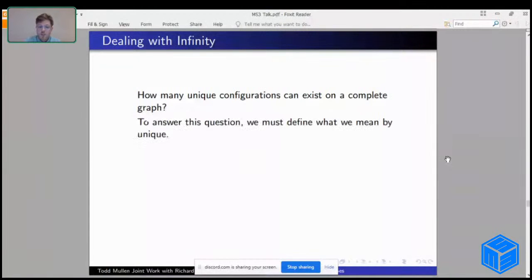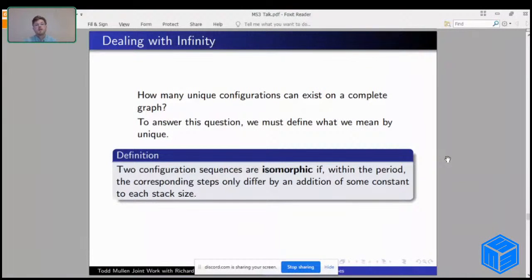Well, to answer this question, we must define what we mean by unique. So we will say that two configuration sequences are isomorphic, not to be confused with two isomorphic graphs, but isomorphic configuration sequences, if within the period, because I'm not interested in pre-period positions, the corresponding steps only differ by an addition of some constant to each stack size. So that's me piling all of my restrictions on top of each other until I have a definition that will give me a finite number.